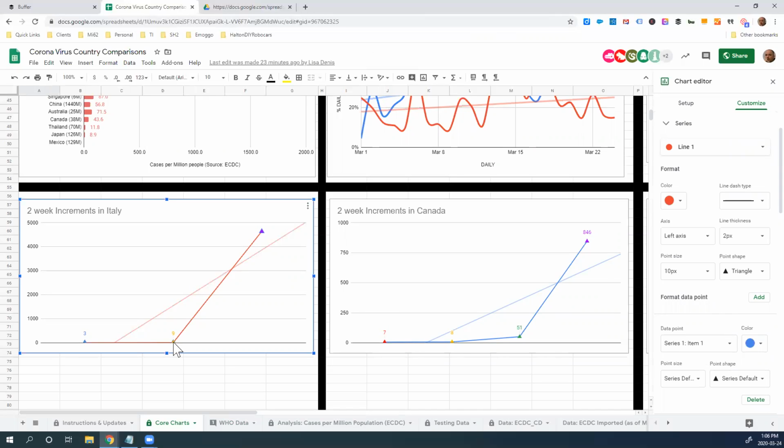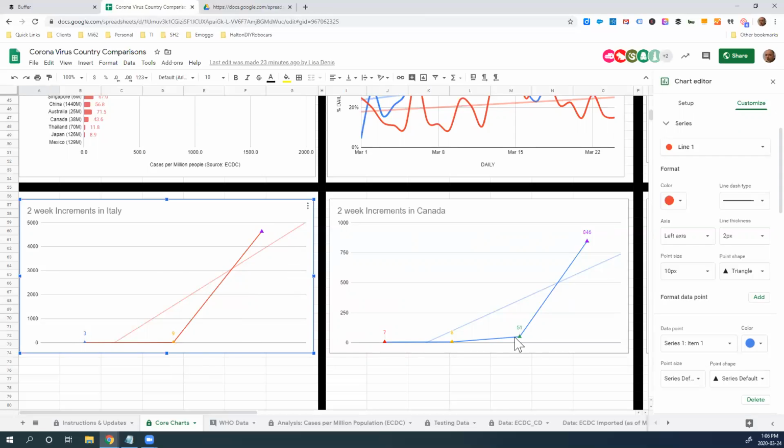I just put in the number at the 2 week mark. The 3 is from January 27th, so that's on February 8th. The next one was on February 22nd. The 9 is from March the 7th. And then the top amount there of 4,700 and something is from March the 21st. So this is a 2-week period right here, the jump.